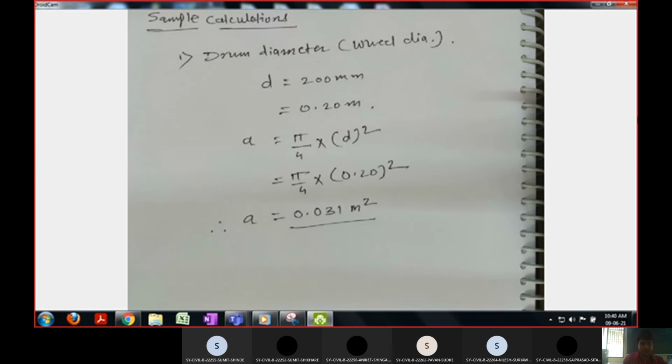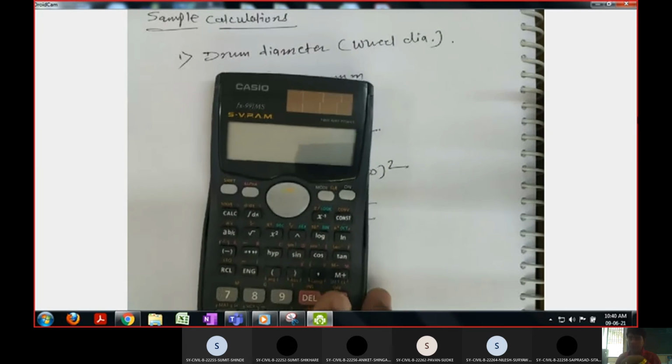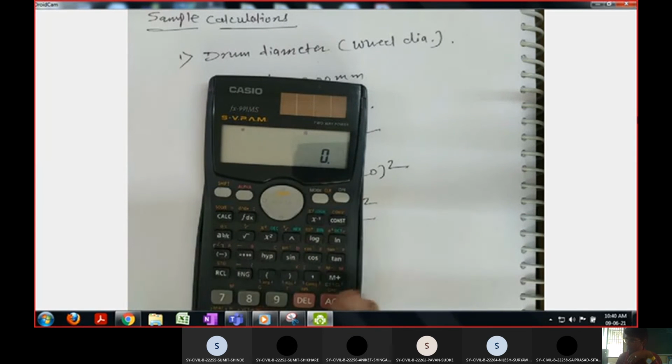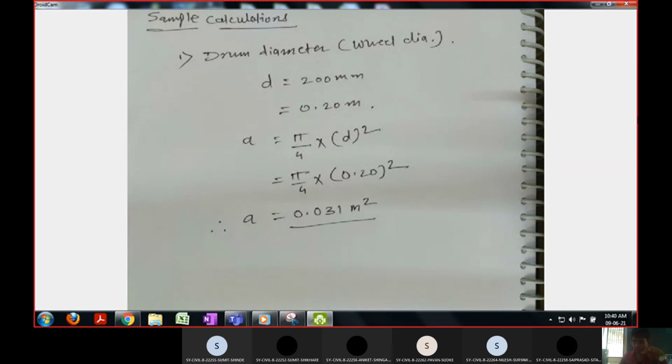Let us check it. So here I have a calculator. Pi by 4 into 0.2 square. Okay, 0.0314. Right.